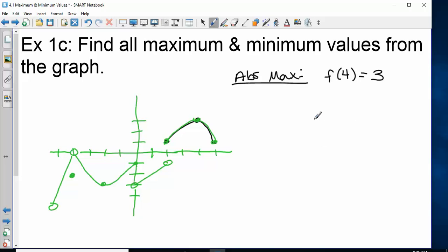Okay. Absolute min. So the lowest point on my entire graph. The lowest point that I see is right here. But what's wrong with that? It's an open circle. Can you give me the closest point to that open circle? No, because I can just always add another decimal point and get closer, right? If it's an open circle, you have to tell me none. There is no actual lowest point because it ends at an open circle.